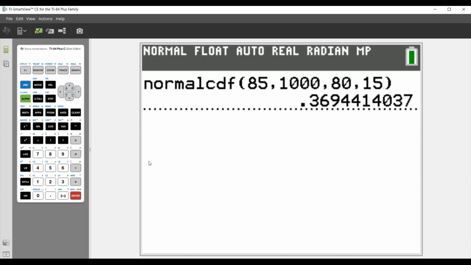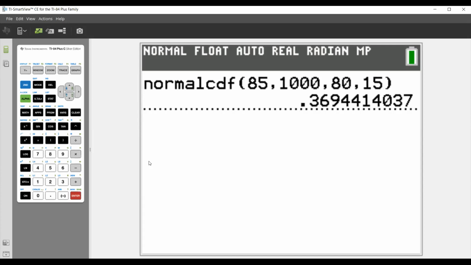You see, that's another way of interpreting this probability question, because now we're dealing with actual people and people taking tests. All right, so we can have an interpretation as a proportion. So the proportion of people who scored better than 85 on this test is about 36.9% of them scored better than 85.